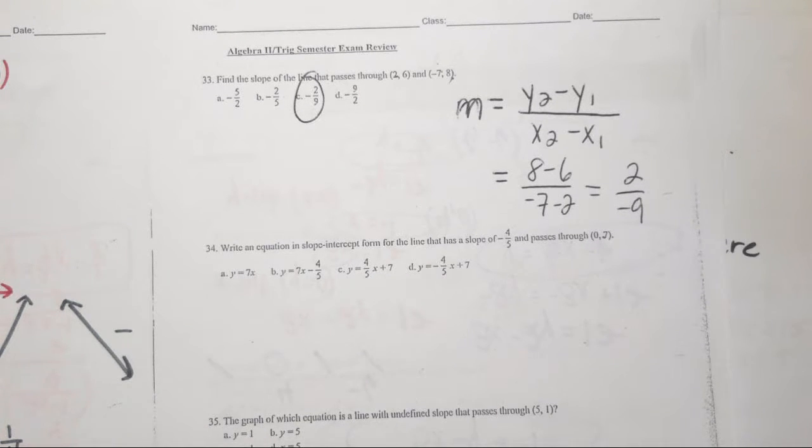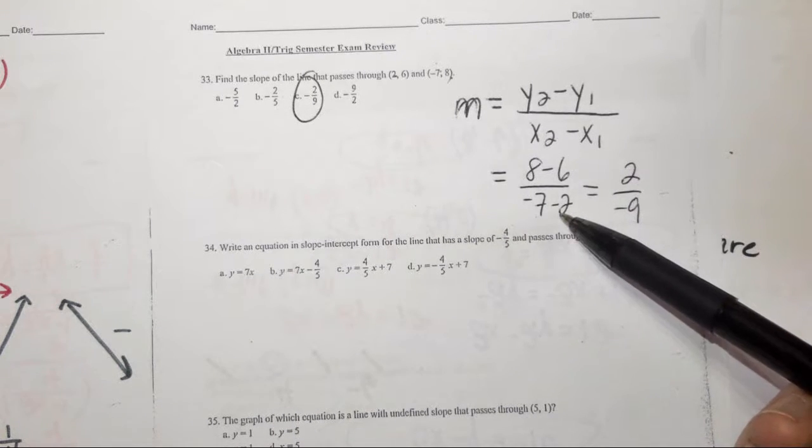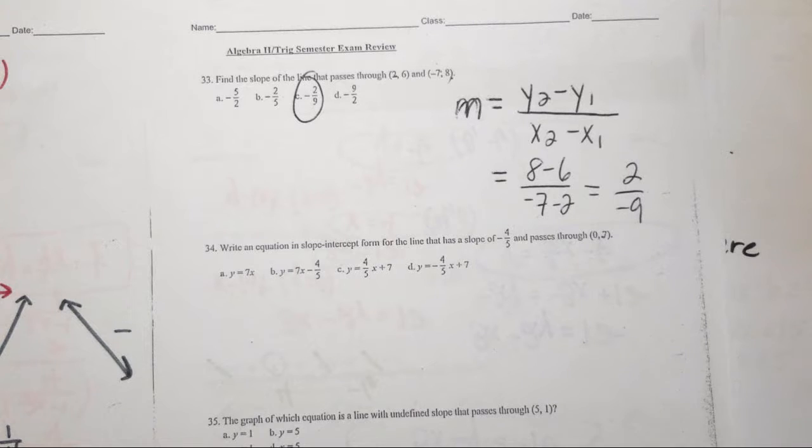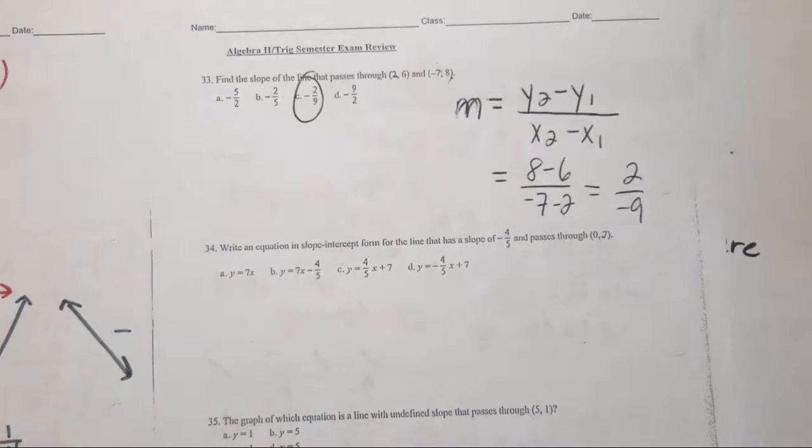Now, what happened to get A is that some people, again, made sign errors. They did negative 7 plus 2 and got negative 5. So that's how A came up. B, actually. And then notice A and D are just the flip versions of B and C. So they're just trying to really confuse you.